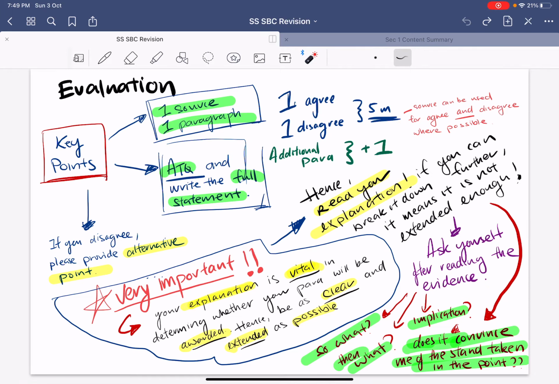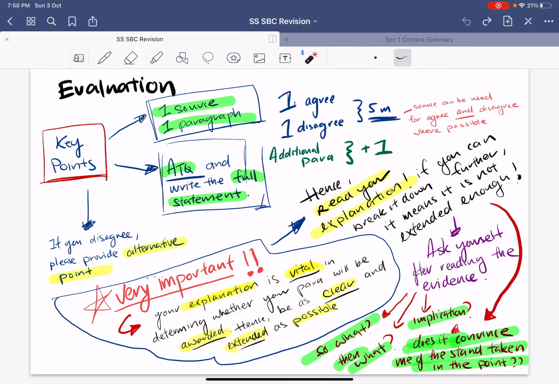Alright, now I'm going to talk very quickly about evaluation. Evaluation is actually the same as inference. All you need to do is give me a total of 4 paragraphs, 2 agree and 2 disagree. But the minimum is 1 agree and 1 disagree. This will get you to level 3, which will get you the 5 marks that you need. And then any additional paragraph will be 1 more mark.